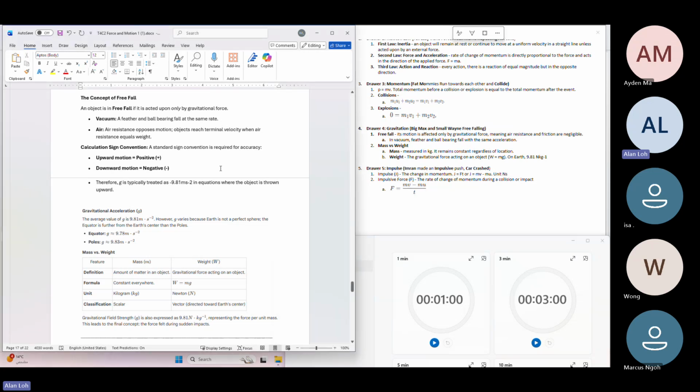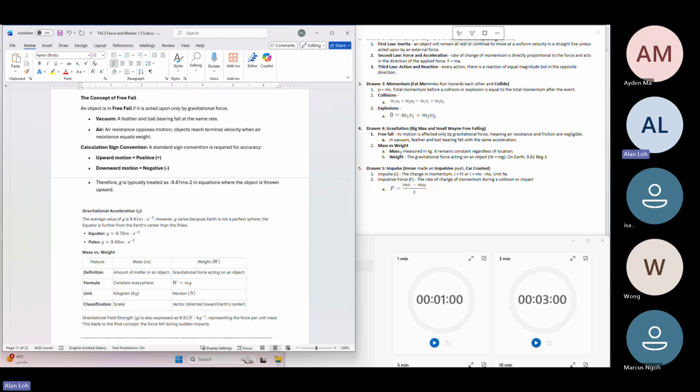I think by now you know what free fall is, right? Free fall is done assuming there is no air friction. That means in a vacuum. In a vacuum, if you have a feather and a very heavy ball bearing and you release them at the same time, they will reach the ground at exactly the same time. Okay, that is free fall. But the assumption is you need to do it in a vacuum. That means no air friction, no external forces.